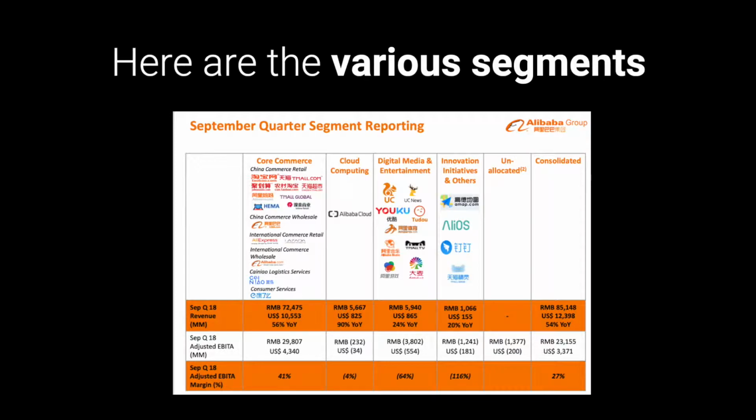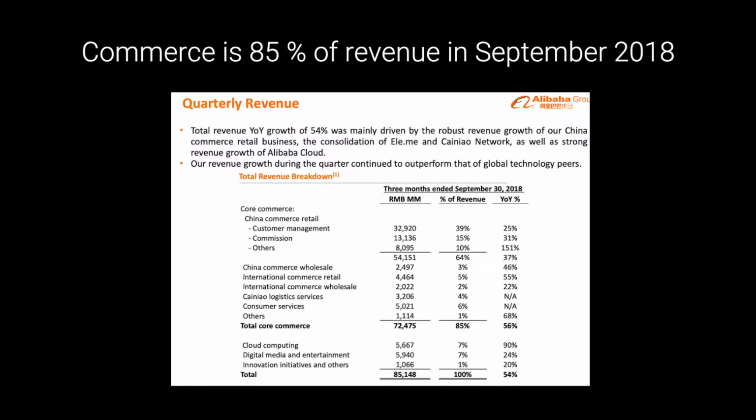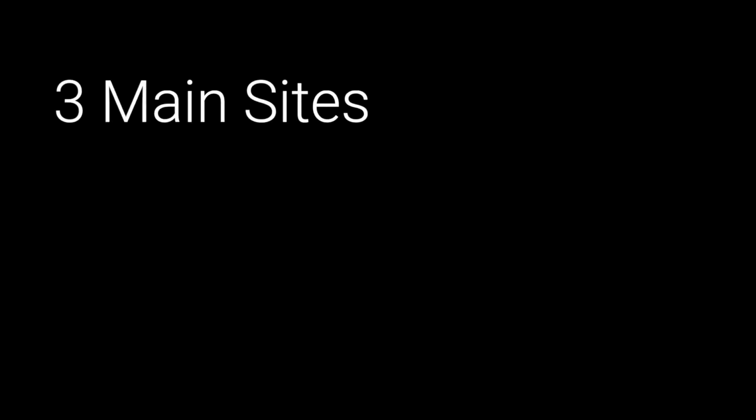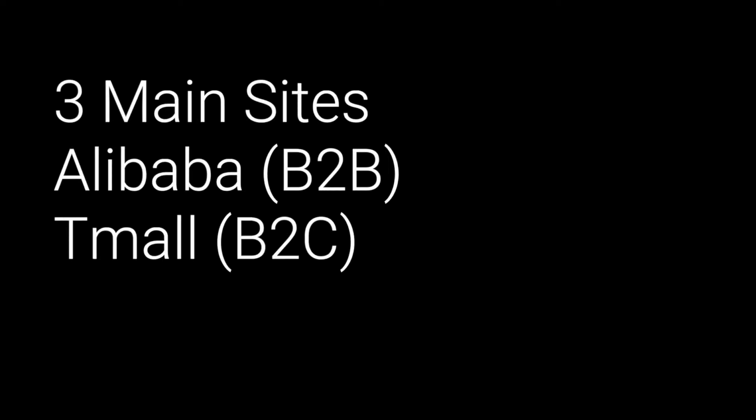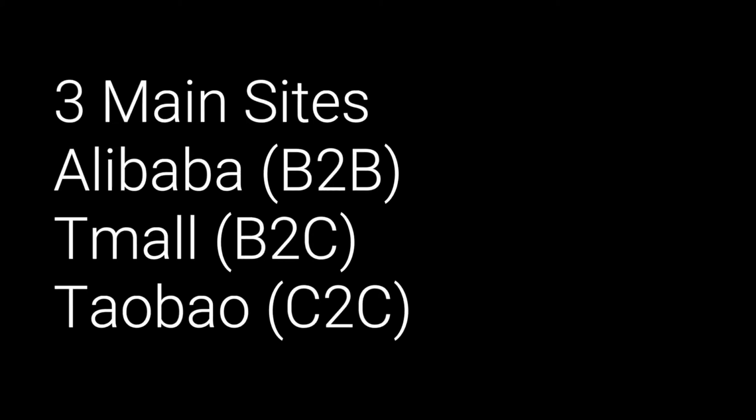But I want to focus on the commerce part, and the reason I want to do that is that the commerce part is 85% in the last quarterly report, so it's by far the largest part of the business. So I want to break down the three various e-commerce sites that Alibaba Group owns. The first one is Alibaba, which is a business-to-business marketplace, the second one is Tmall, which is a business-to-consumer marketplace, and the third one is Taobao, which is a consumer-to-consumer marketplace. So in this video, let's start with Alibaba.